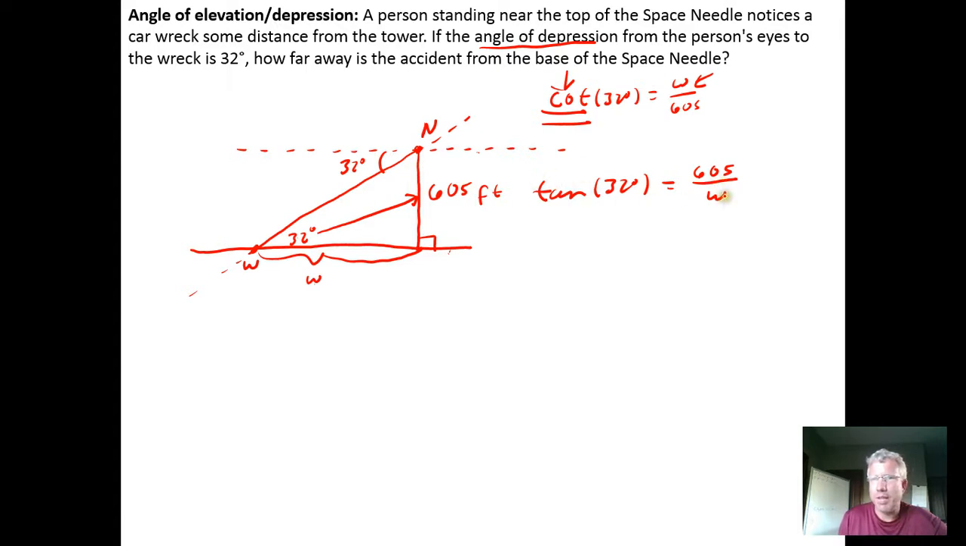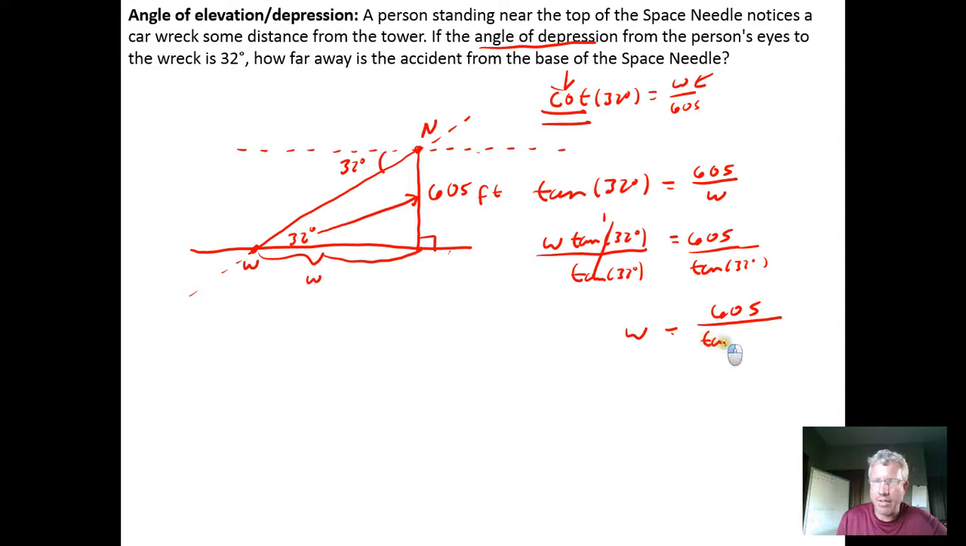And then we just need to get w isolated, so we're going to multiply both sides by w. We'll get w times the tangent of 32 degrees, and then we divide both sides by the tangent of 32 degrees. That equals 1, so we get 1w by itself equals 605 divided by the tangent of 32 degrees. And then if we want to approximate that distance, we go to the calculator.